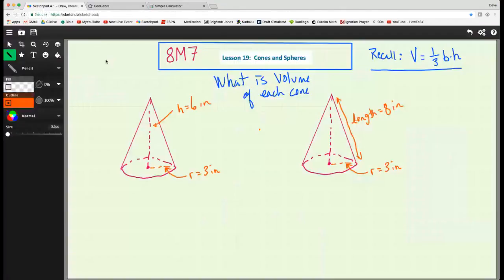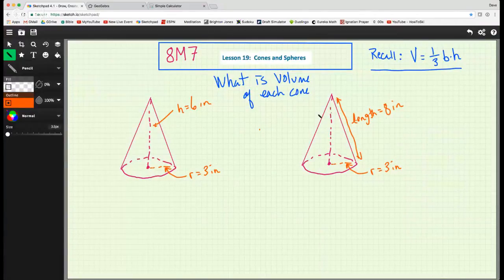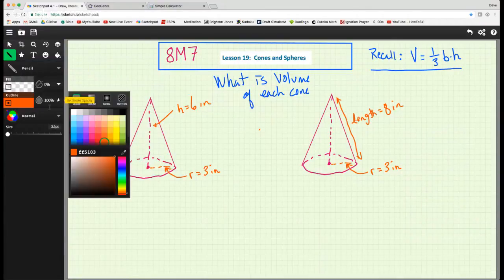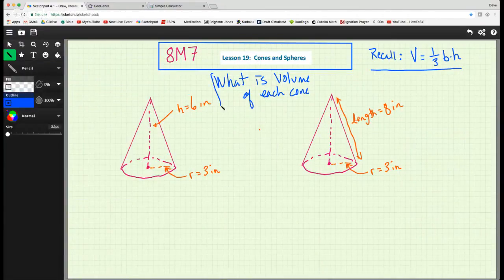And I want to really show you the difference here of this concept of slant height and height. And so the question before us is, what is the volume of each of these cones? So here's a cone where we have a height from the top all the way down to the bottom, which is also, if you think about it, if you laid this cone on a table like this, it would be the height from here to here. This is the height.